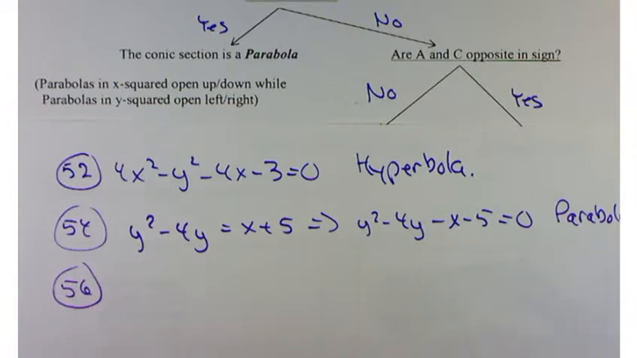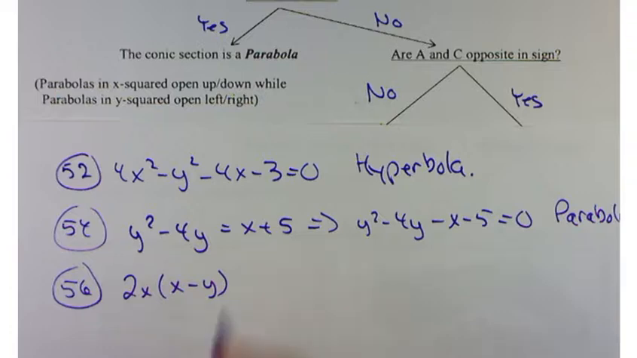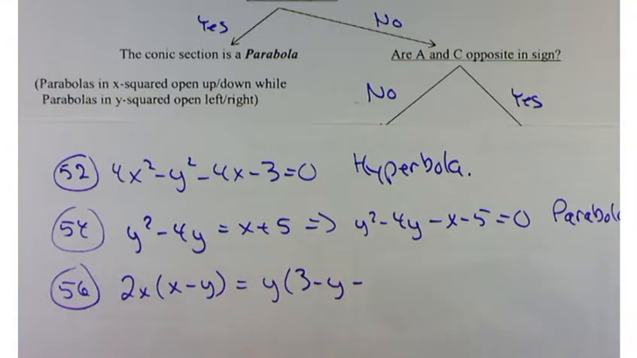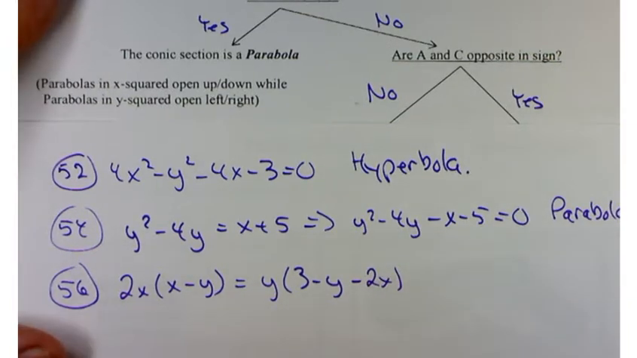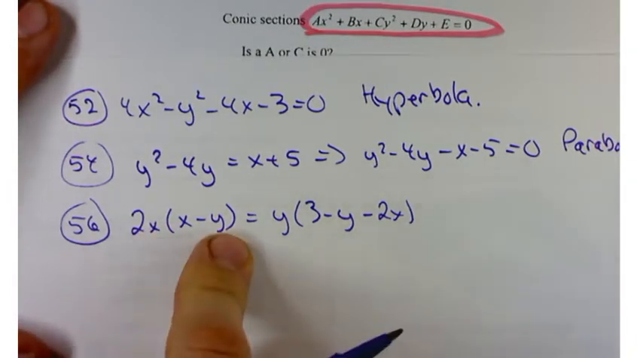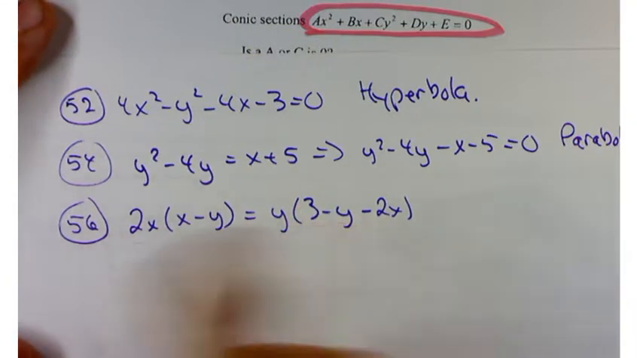Problem 56. 2 times x minus y, or 2x times x minus y, equals y times 3 minus y minus 2x. Now this one we should probably clean up a little bit before we decide what conic section it is. And by that I mean let's distribute the 2x and then get everything over to one side. I'll also distribute the y and do likewise.